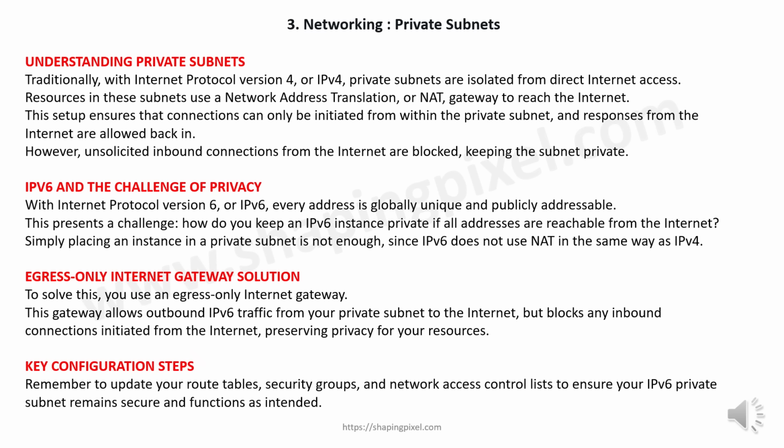This gateway allows outbound IPv6 traffic from your private subnet to the internet, but blocks any inbound connections initiated from the internet, preserving privacy for your resources. Remember to update your route tables, security groups, and network access control lists to ensure your IPv6 private subnet remains secure and functions as intended.